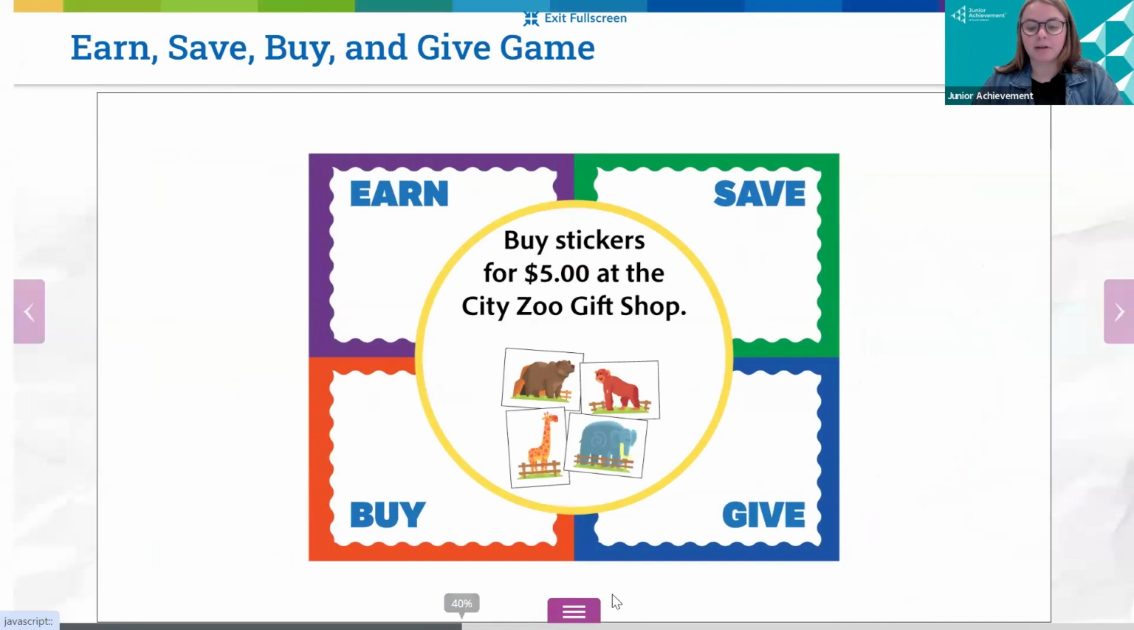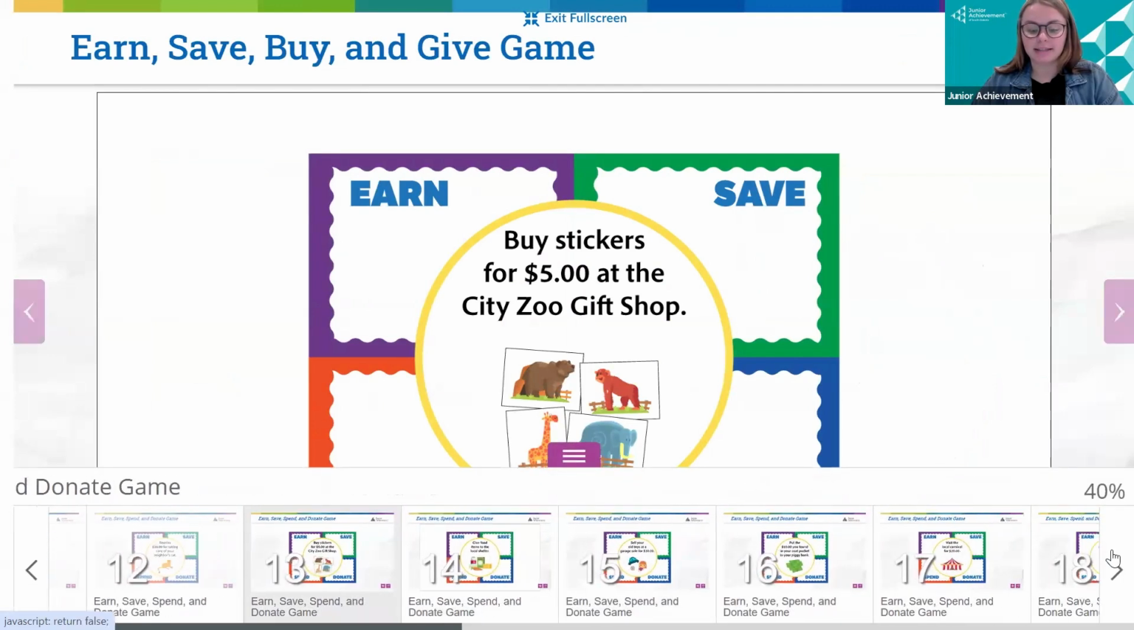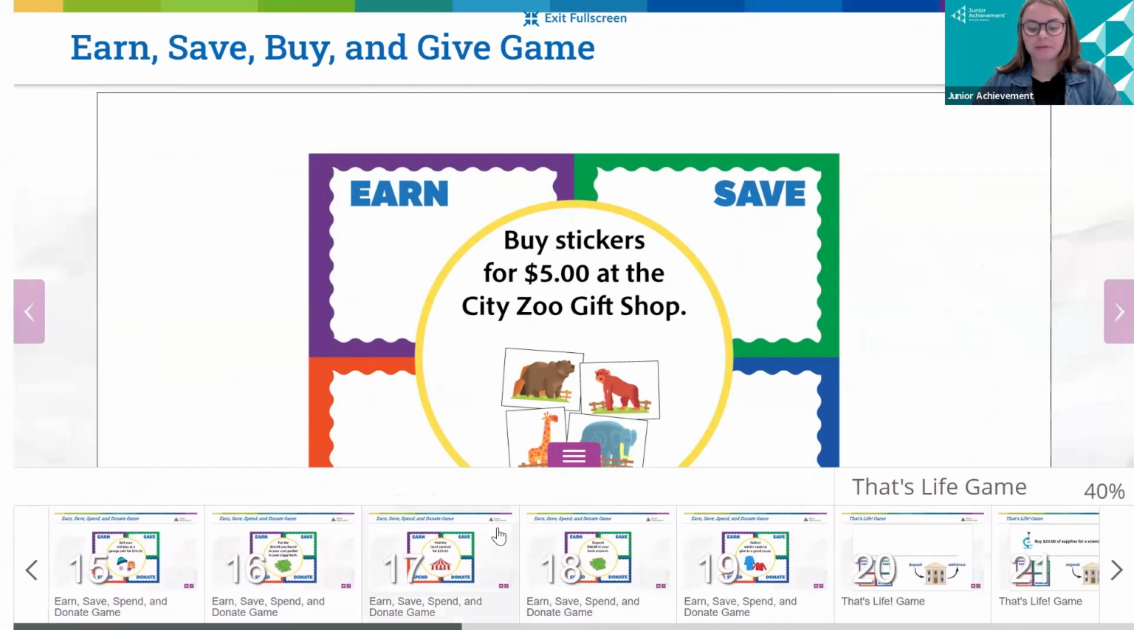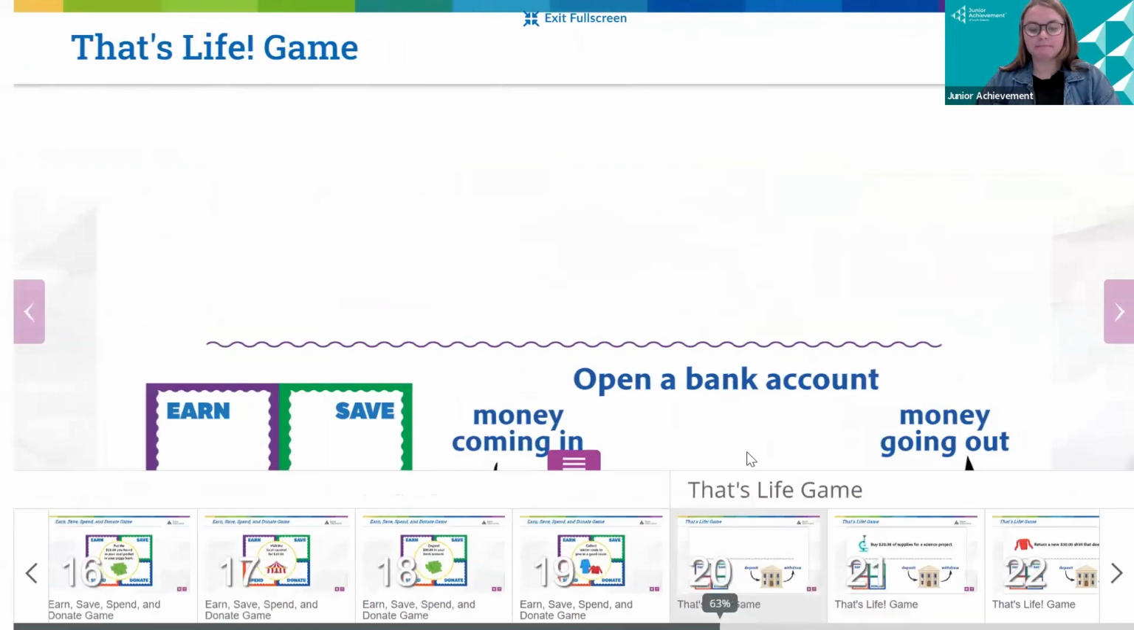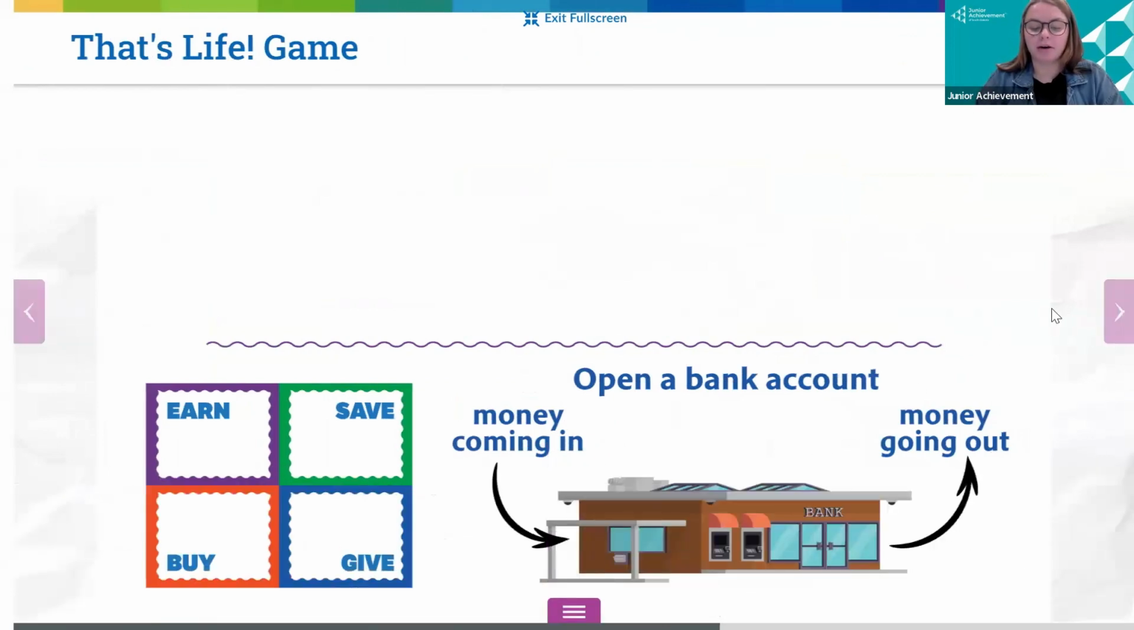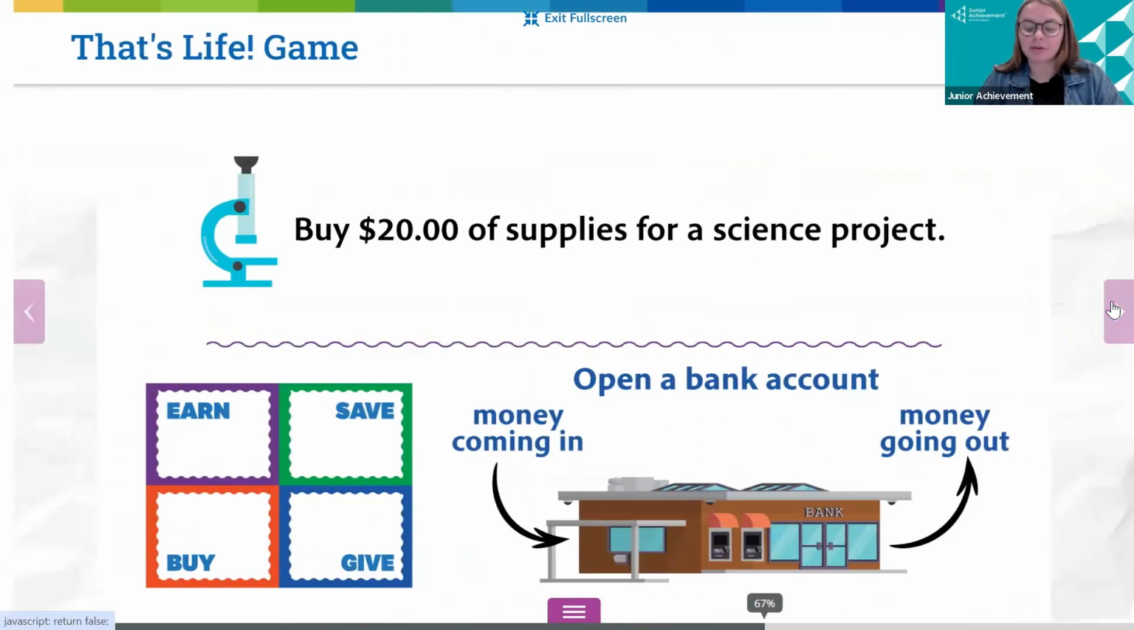As time allows, you might be able to complete the That's Life activity, and that is located on the student worksheet. Consider completing one scenario as an example, and then having students work in groups of 2 to 3 to identify the money choice and action for each scenario. Then, as a class, you can review each answer using the slideshow and have students raise their hand to say if it's earn, save, buy, or give, and identify whether money is coming into or out of the bank. To get students moving, consider having students show their answers, earn, save, buy, or give, by moving around the classroom as you did in the previous activity.